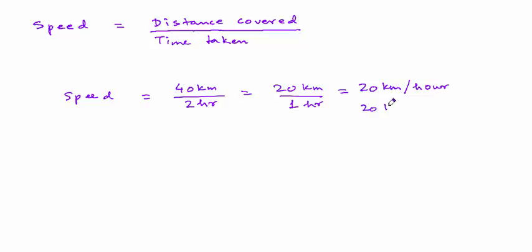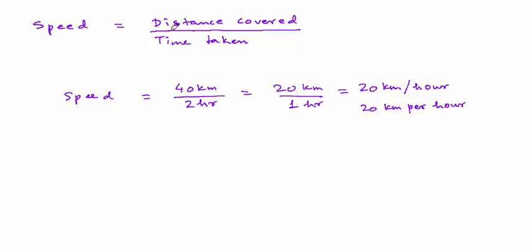or 20 kilometers per hour. So the speed or the average speed, if the speed keeps changing, is always equal to the total distance covered divided by the total time taken.